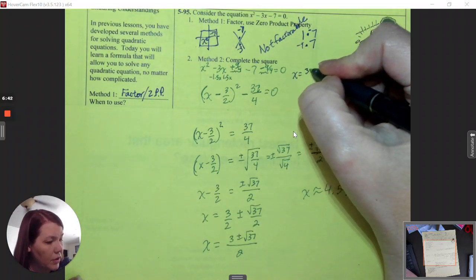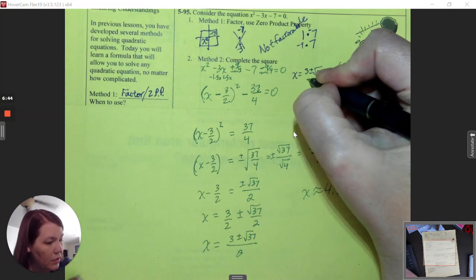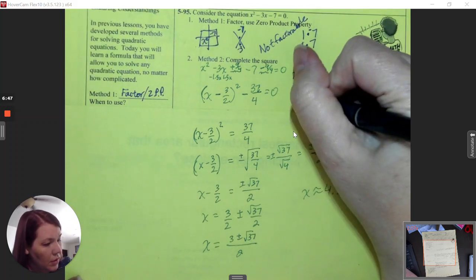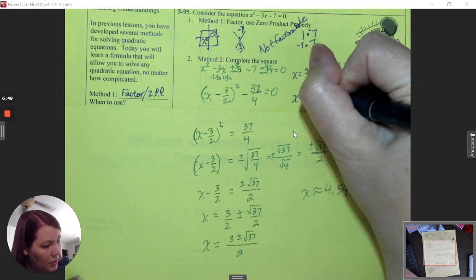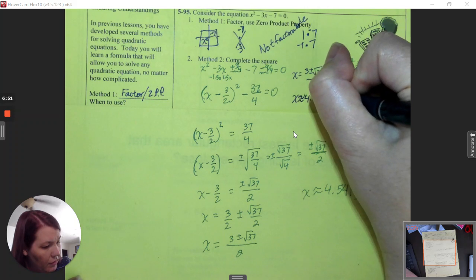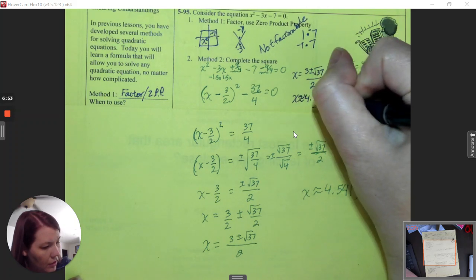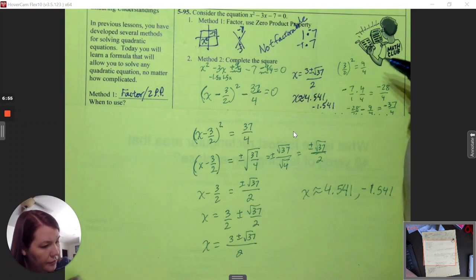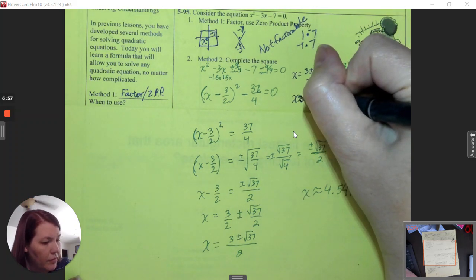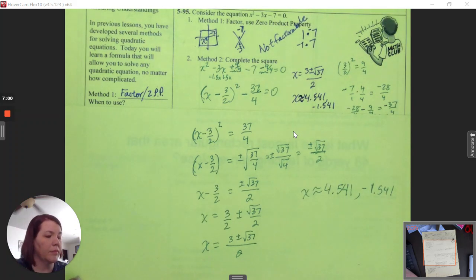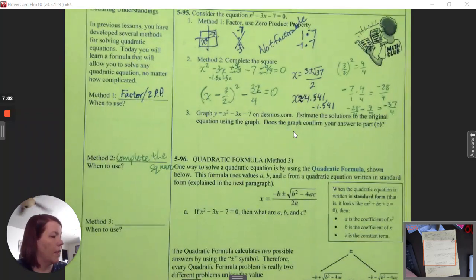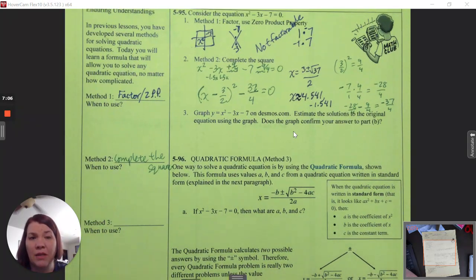X equals 3 plus or minus 7 over 2, which means X is approximately equal to 4.541 and negative 1.541. So, all right. Now it tells us to head over to Desmos and see how we did. All right, so we're going to go to Desmos and see how we did.